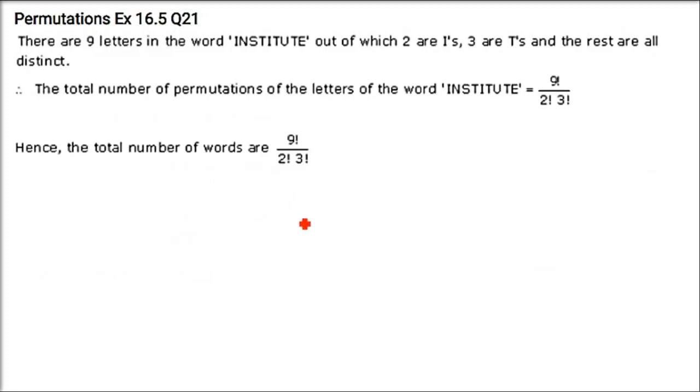Find the total number of permutations of the letters of the word institute. Institute. How many letters are there? 9 letters are there. So 9P9 is the permutation possible, the total permutation, so factorial 9. How many are repeated? I's are repeated 2 times, and T's are repeated 3 times. So just divide it by this. This is the result.